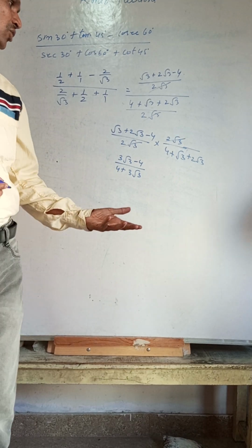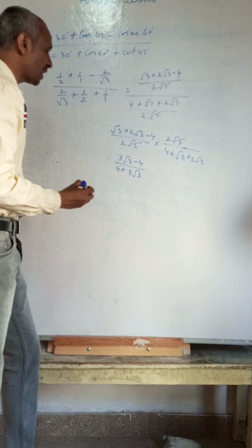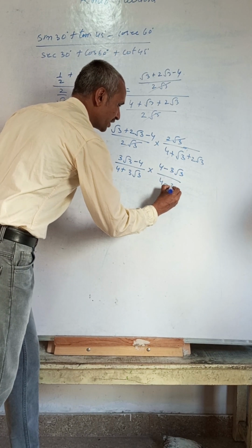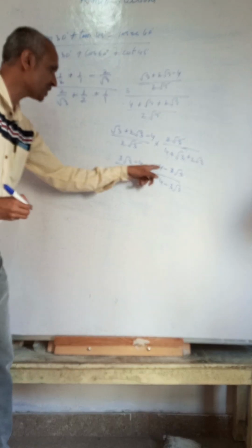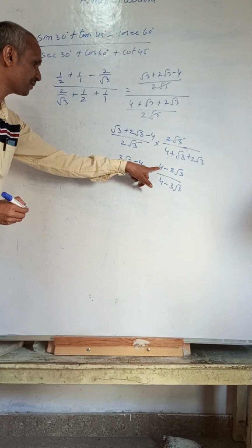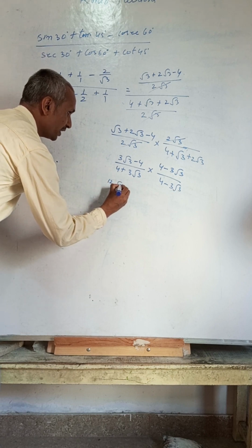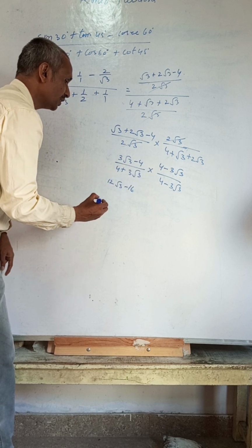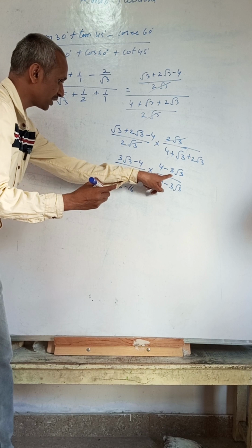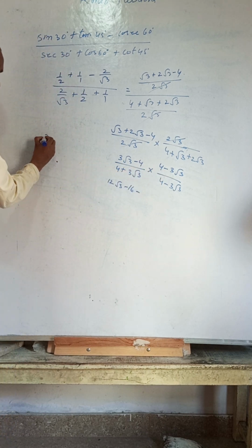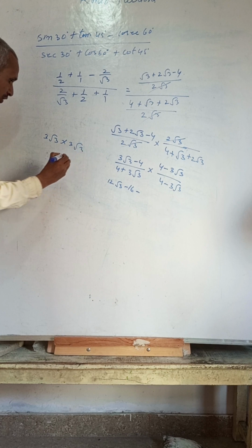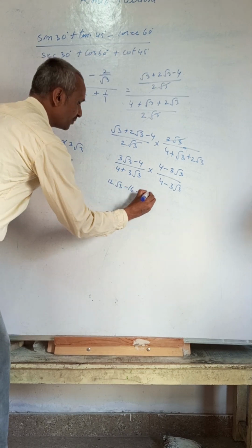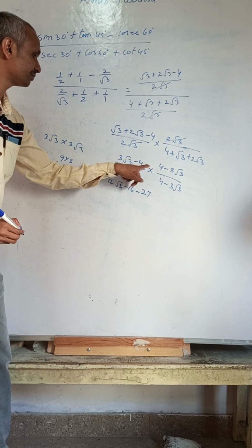Otherwise you can do rationalizing. Rationalizing, what will come? You multiply by the same number, 4 minus 3 root 3 over 4 minus 3 root 3. First multiplying by the 4: 12 root 3 minus 16. Then root 3 into 3 root 3: 3 times 3 is 9, root 3 into root 3 is 3, so 9 times 3 is 27.